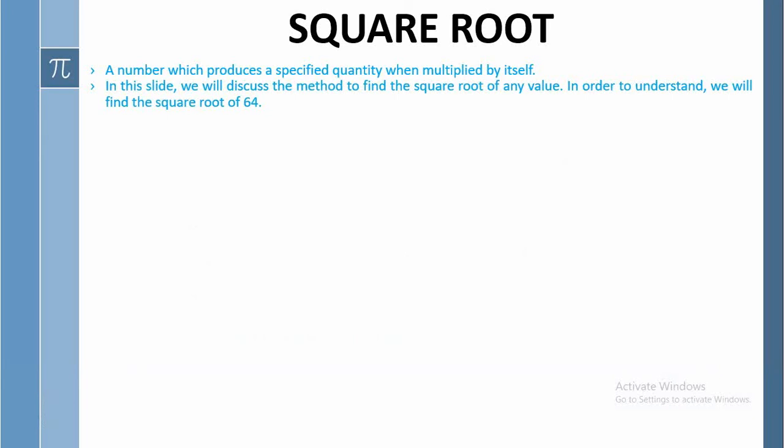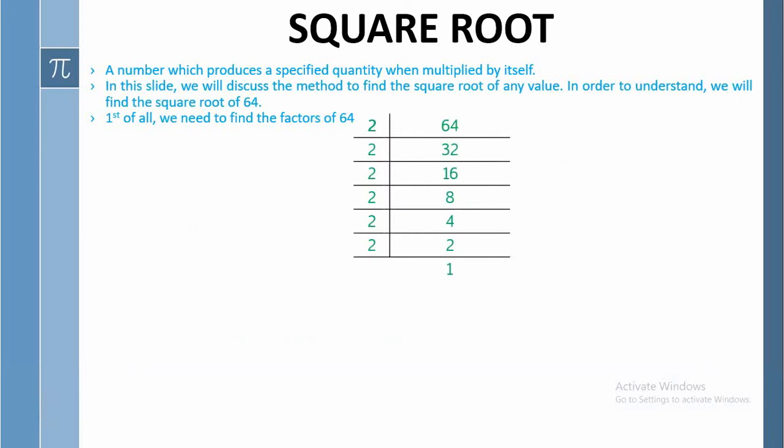In order to understand, we will find the square root of 64. Initially, you need to find the prime factors of 64, and you know how to find the prime factors. You need to divide 64 every time by a prime number. So these are the prime factors of 64: 2 by 2 by 2 by 2 by 2 by 2. Now we have six 2's altogether. Now write the factors of 64 as 2 multiplied by 2 multiplied by 2 multiplied by 2 multiplied by 2 multiplied by 2.